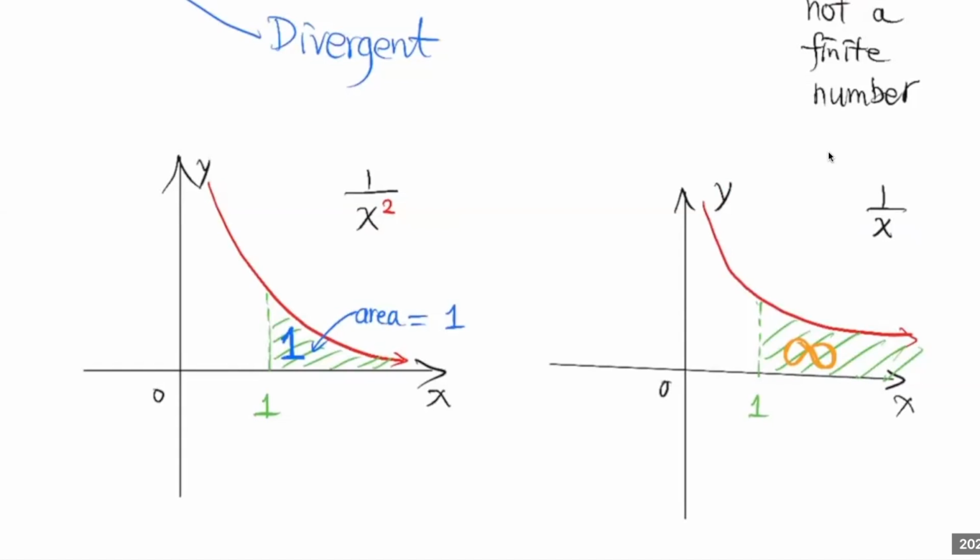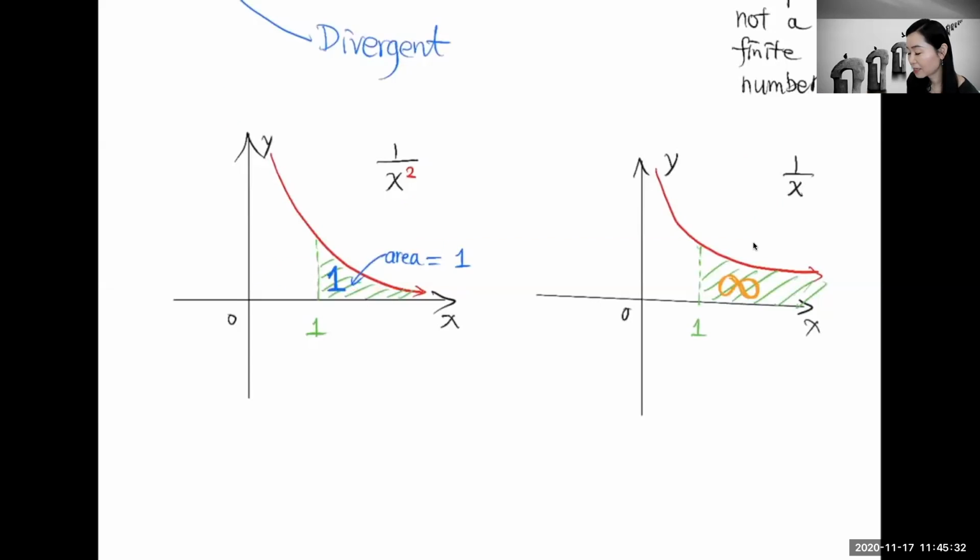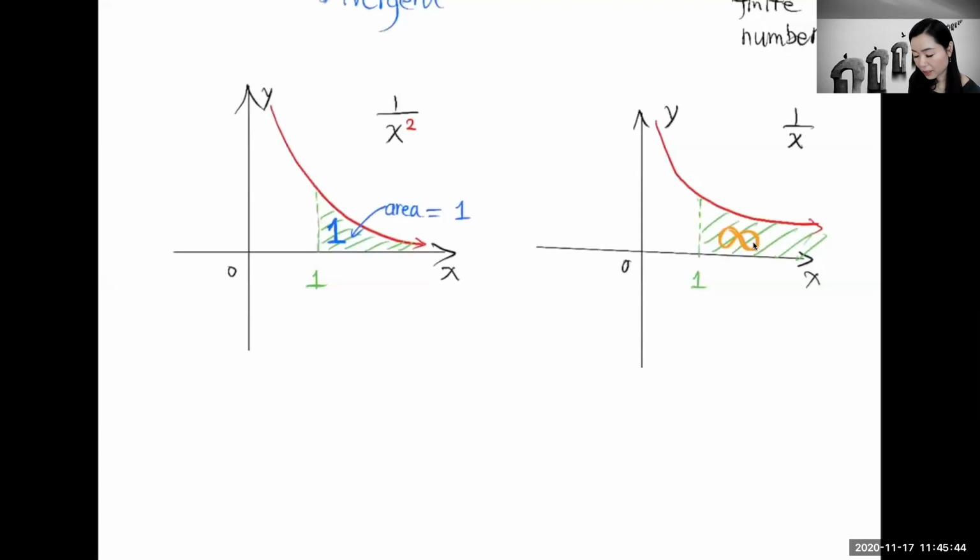Now, how come this one has a finite area 1, and here this is infinity? They behave kind of similar, right? Like the curve, right? So you might wonder what happened. What's happening is, as x goes to infinity, 1 over x squared will go to 0, right? And 1 over x also goes to 0, okay? Both of them go to 0.